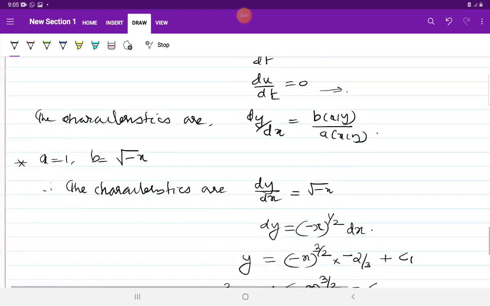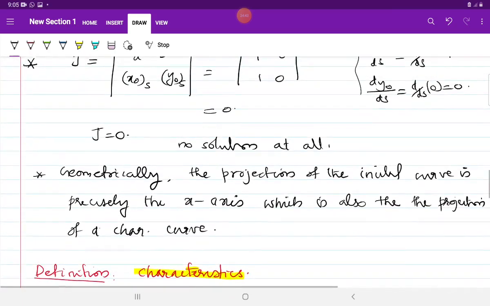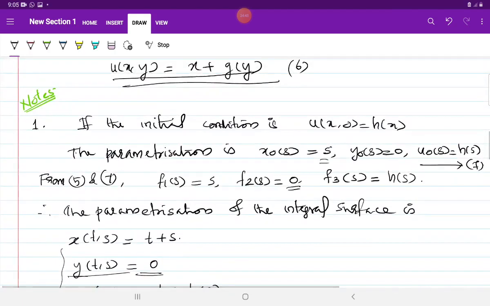So this is about the method of characteristics, and we have done one problem related to that method. We can see that changes in the initial conditions may affect the existence and uniqueness of the solutions or the existence of the integral surface for the given problem.